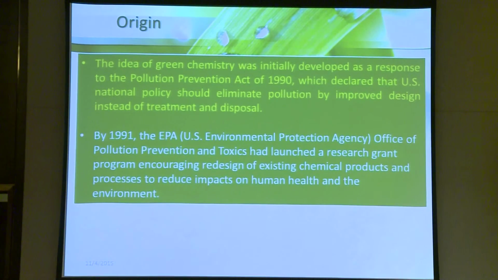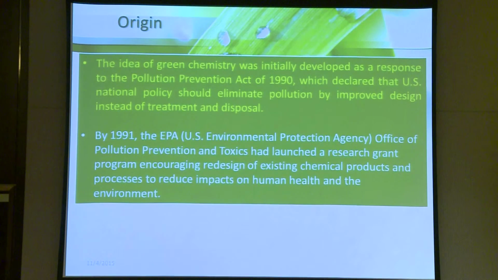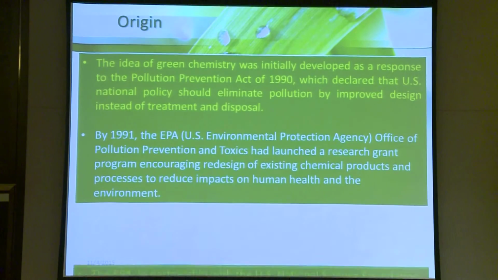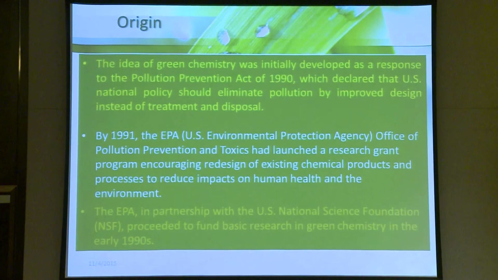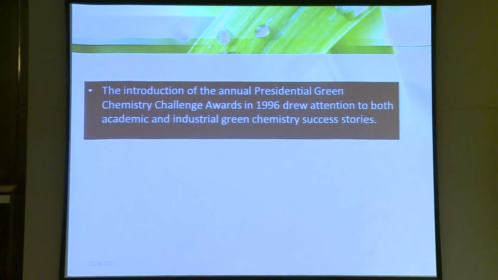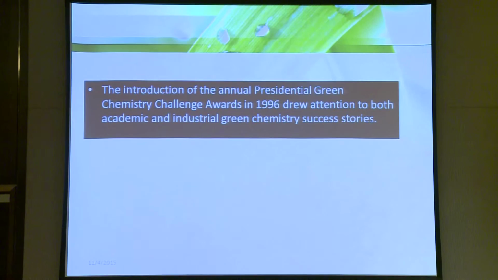In 1991, the EPA, that is the US Environmental Protection Agency, Office of Pollution Prevention and Toxics, launched a research grant. They thought, in what way can we encourage professors or scientists? We have to give them some fund or research grant so that they will focus on green techniques. This is the first time they released such funds, in 1991. The EPA, in partnership with the US National Science Foundation, proceeded to fund basic research in green chemistry in the early 1990s. And they introduced a new award in 1996, the Green Chemistry Challenge Award.